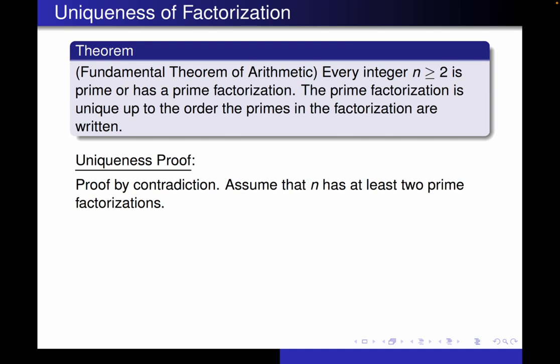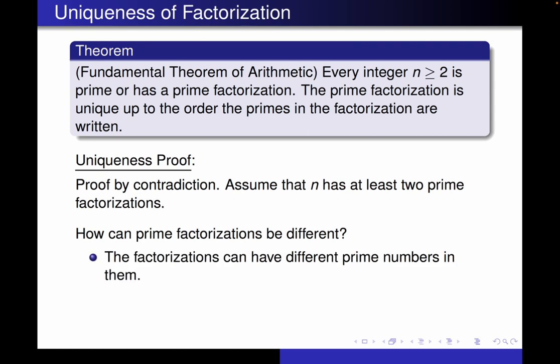So what we're going to do is assume that n has at least two prime factorizations and then prove that it really doesn't, finding some kind of contradiction. So the first thing we have to ask ourselves is, if we're assuming it has at least two prime factorizations, what are all the ways that prime factorizations can be different? Well, the prime factorizations can have different prime numbers in them, or at least one of the prime numbers is in one but not the other. Or they could have the same prime numbers in them, but one of the factorizations has more factors in it than the other, right?